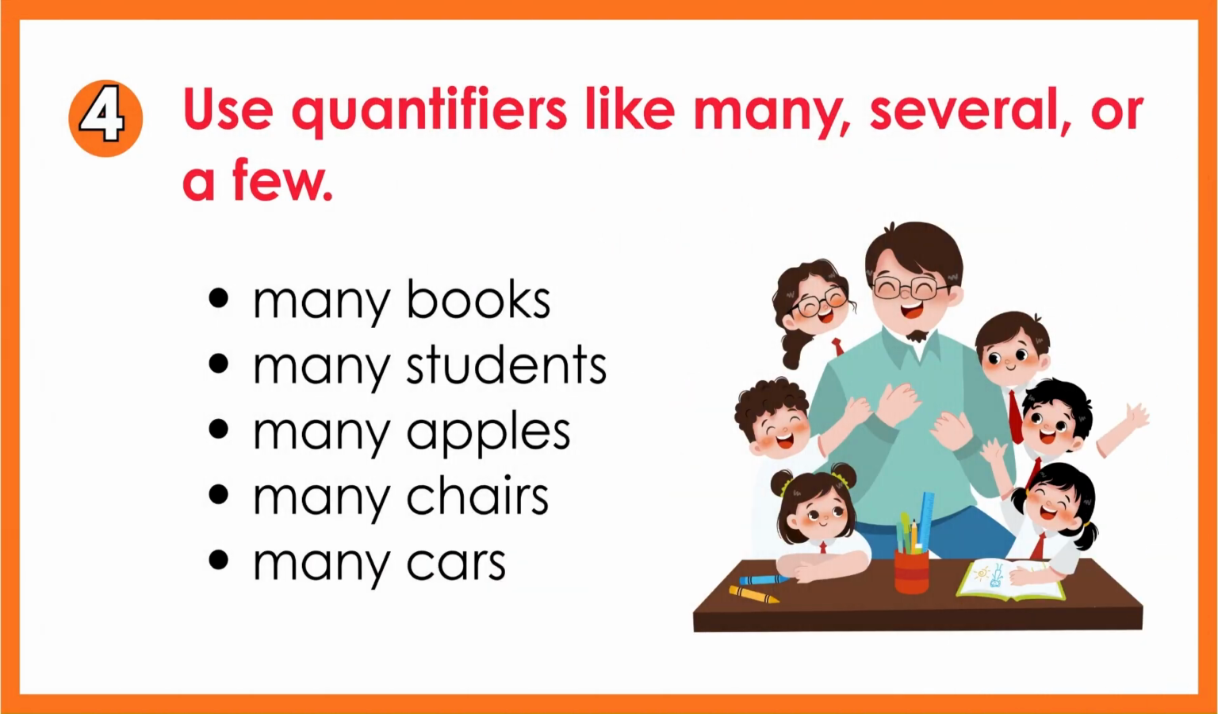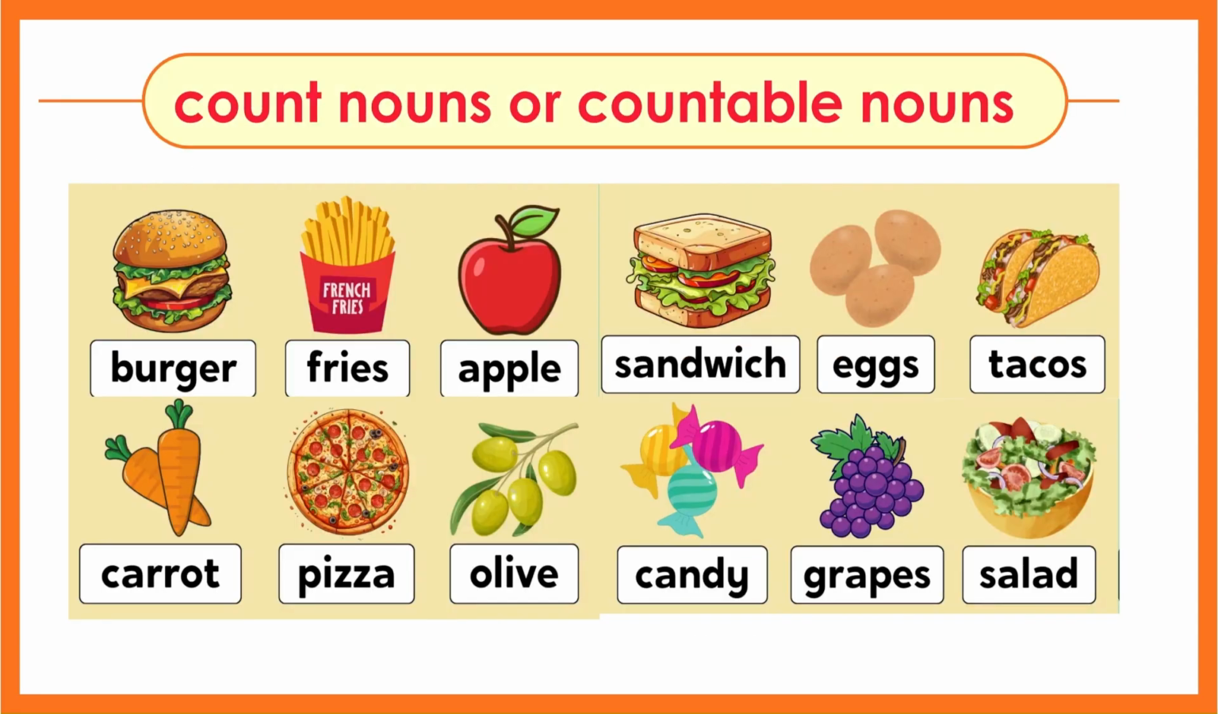4. Use quantifiers like many, several, or a few. For example, many books, many students, many apples, many chairs, many cars. Here are some examples of count nouns or countable nouns. Let's read them. Burger. Fries. Apple. Sandwich. Eggs. Tacos. Carrot. Pizza. Olive. Candy. Grapes. Salad.